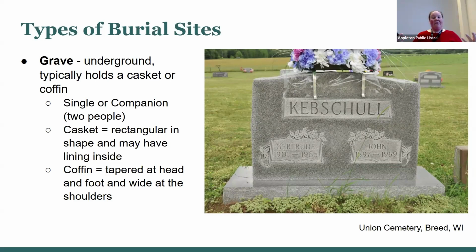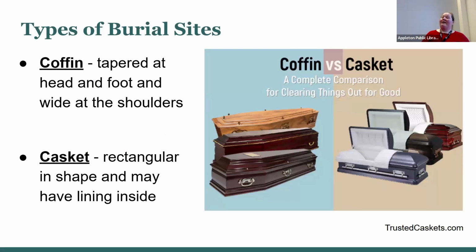Here's an example of a grave, at Union Cemetery in Breed, of my second great-grandparents. Of course we are most familiar with this: hey, this is a grave. I can tell it's a grave based on the headstone. But here is a photo to show you the difference between that coffin and that casket. Again, you see that taperedness at the top, at the foot, and then the wideness in the shoulders for the coffin, and there's usually not a lining. And then in the casket, there's usually a fancy lining to make it look more comfortable.